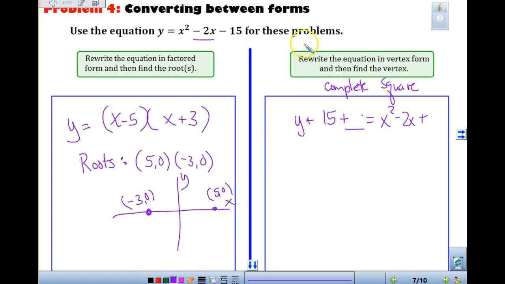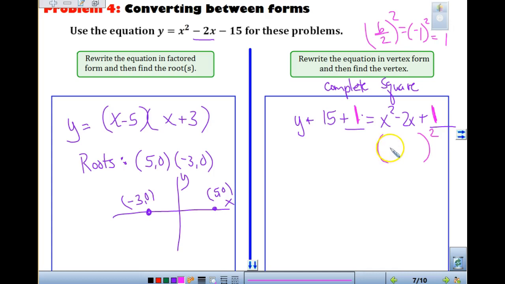Let's complete the square. When you're completing the square, first thing you have to do is add that 15 to both sides. I now need to try and figure out what am I adding to both sides. This is where we take the b divided by 2 and we square it. So if I'm looking at this one, Abby, negative 2 divided by 2 gives us how much? Negative 1 squared, which means I should add 1 to both sides. So I'm going to put a 1 here, I'm going to put a 1 over here.